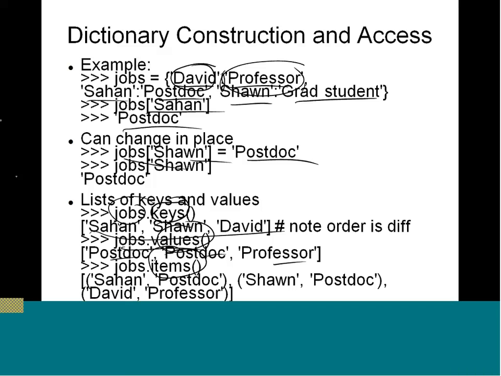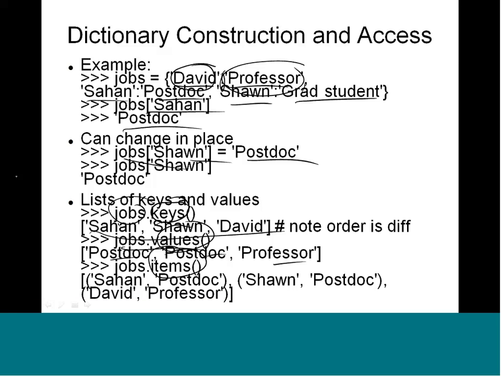The key thing to remember is that a dictionary starts with a curly brace and ends with a curly brace. Each key is separated from its value by a colon, and each item is separated by commas, and the whole thing is enclosed within the curly braces. An empty dictionary you can create by just putting empty curly braces.